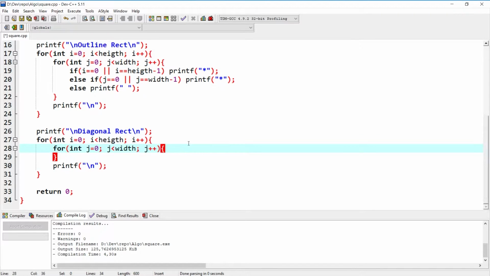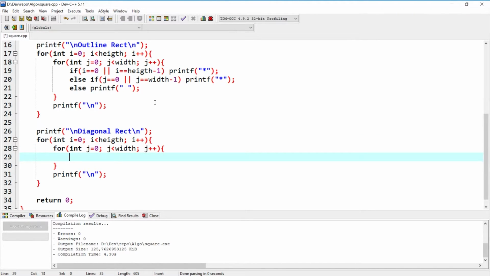Okay, something like this. So in rectangles, we have two diagonals, right? The diagonal starting from the upper left to the bottom right, and from the upper right to the bottom left. So I will start from the upper left to the bottom right. So if you could see, whenever your i equals j, it will create the pattern of the first diagonal. So print.